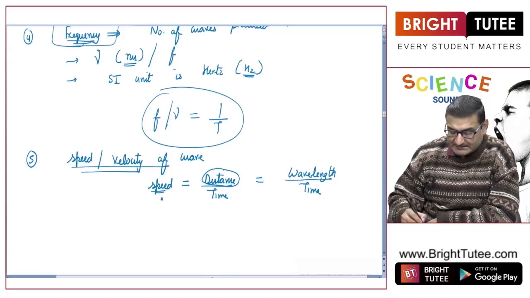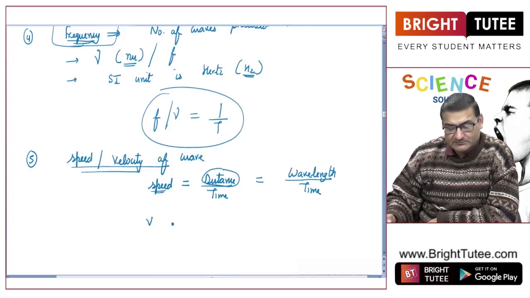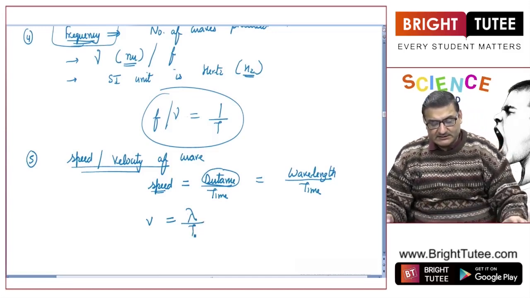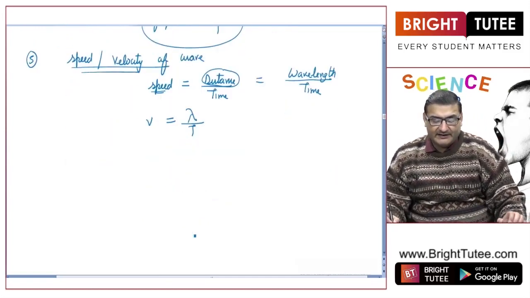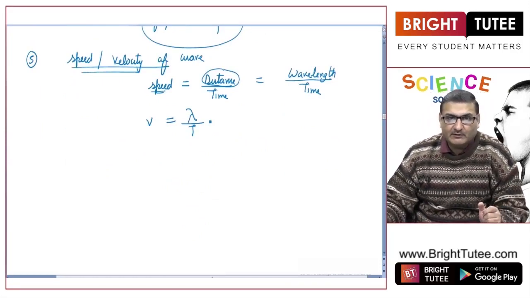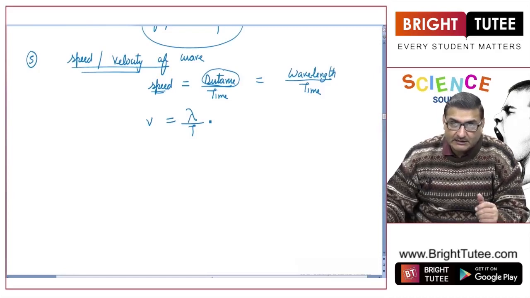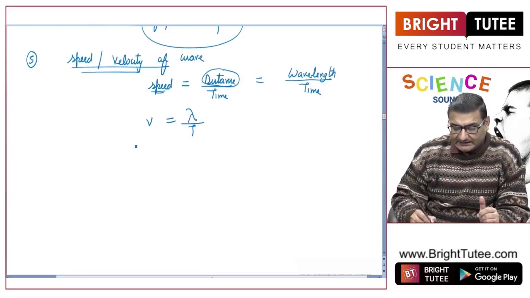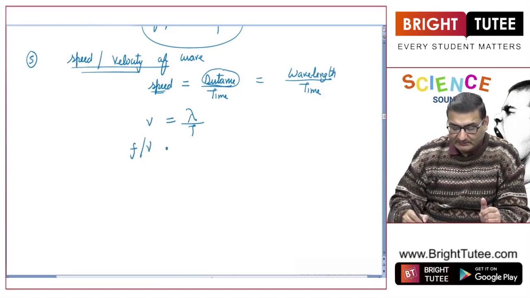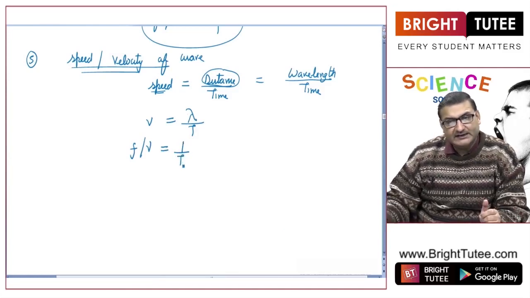This may also be represented as speed, we represent with small v. Wavelength, we have seen the representation to be lambda upon t. Got it? So this is the speed of wave, which is calculated by this formula: speed is equal to wavelength upon time. Now just above we have studied that frequency, or f or nu, whatever we take to represent it, is equal to 1 upon t.